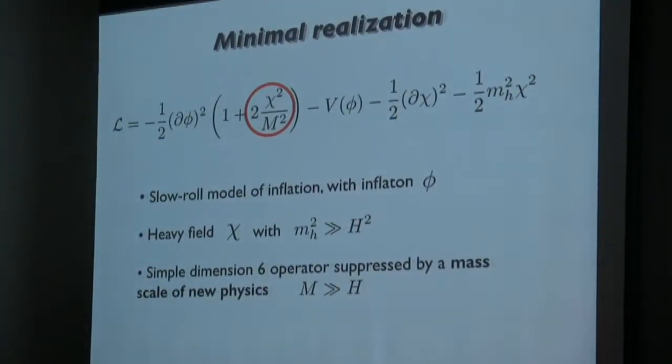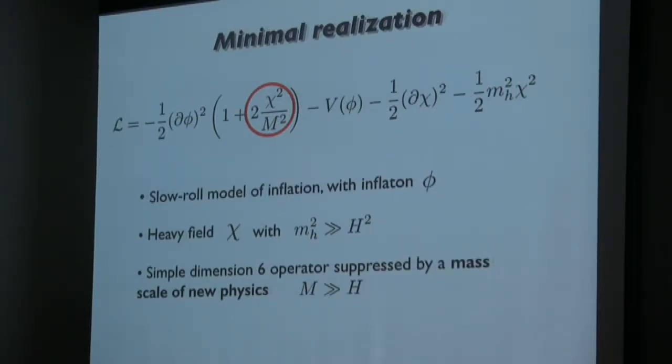And let me add just one scalar field, chi, which you hope to stabilize by giving it a large mass M, much greater than H. Of course, if I'm doing only that, nothing happens, for all the reasons I've told you, which is that generically there is a non-trivial field space metric.